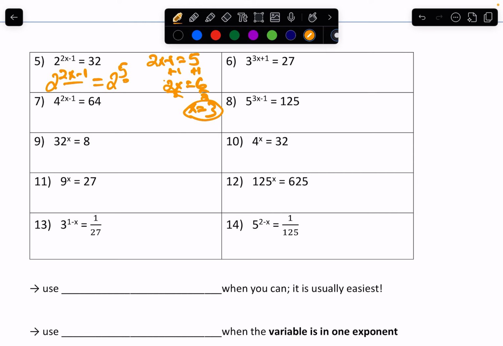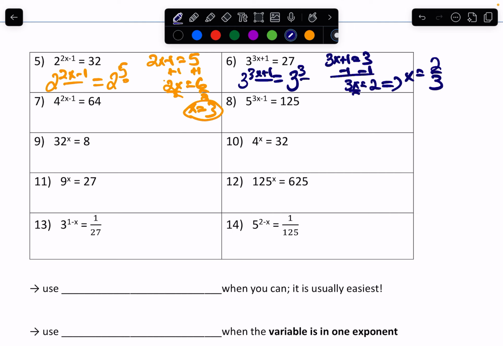Okay, next one. 3 to the power of 3x plus 1 equals 27. We're going to rewrite that with the base 3, so that's going to be 3 cubed. Now, the exponent, since the bases are the same, 3x plus 1 equals 3. We're going to subtract 1, and we get 3x equals 2. And it is x equals 2/3 because we're going to divide by 3.